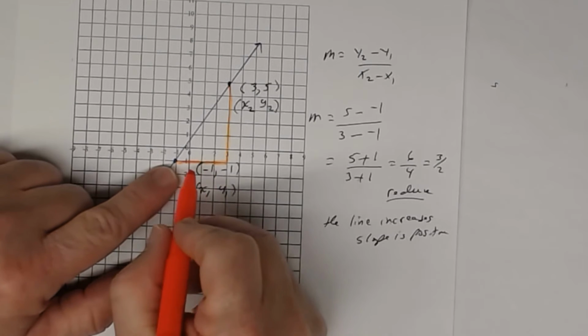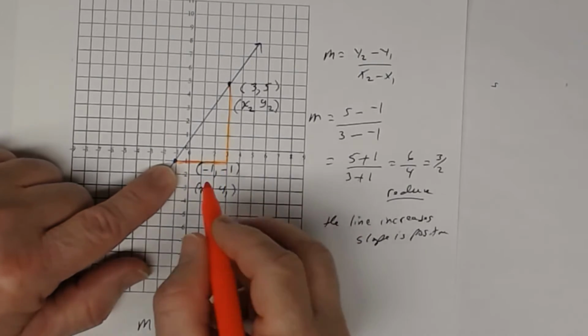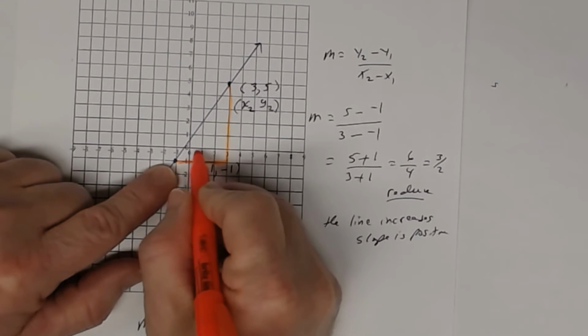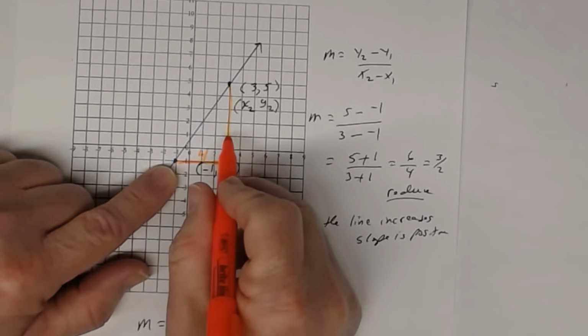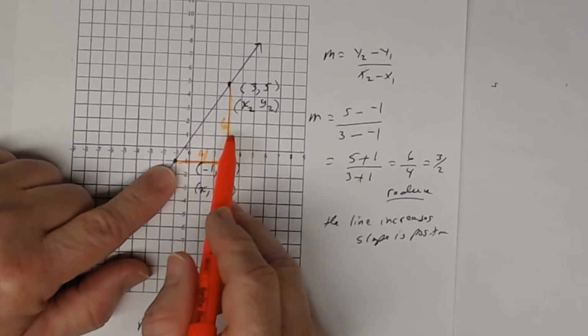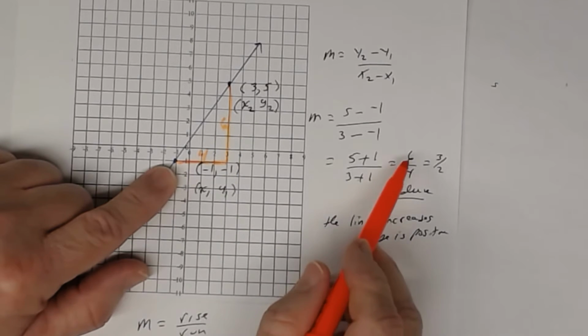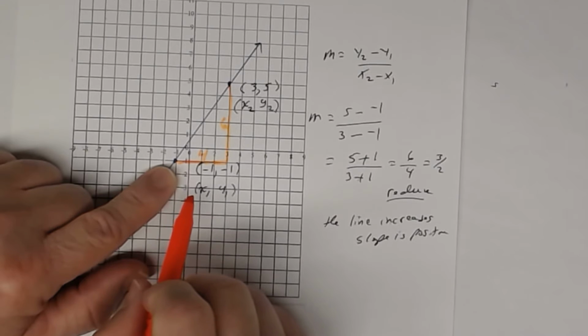So I went to the right and counted the units. From here, I went 1, 2, 3, 4, right? So I went 4 units. And then up here, I went 1, 2, 3, 4, 5, 6. So I went 6 units. And so there's your rise, there's your run. See this right here? 6 fourths. Rise, run. Okay? All right.